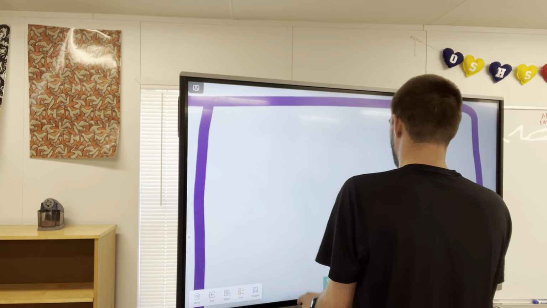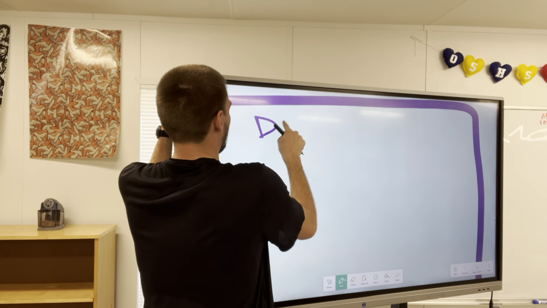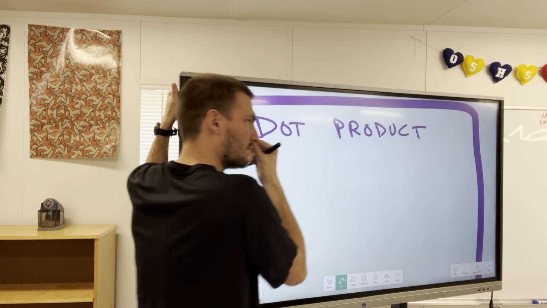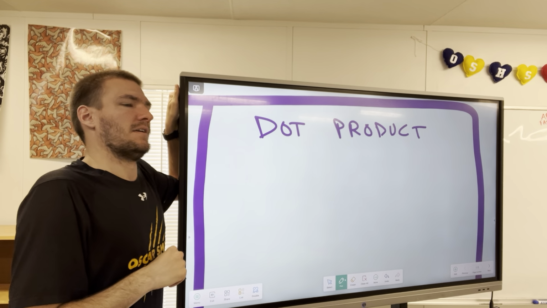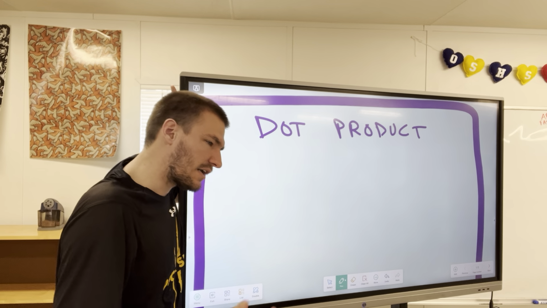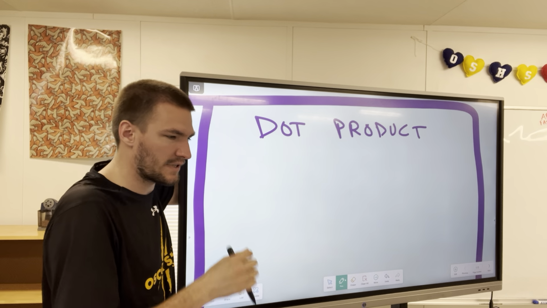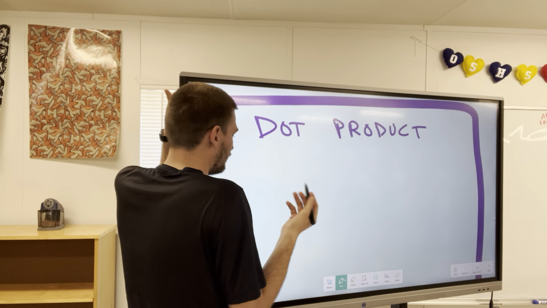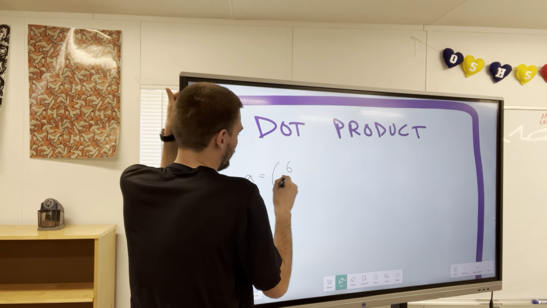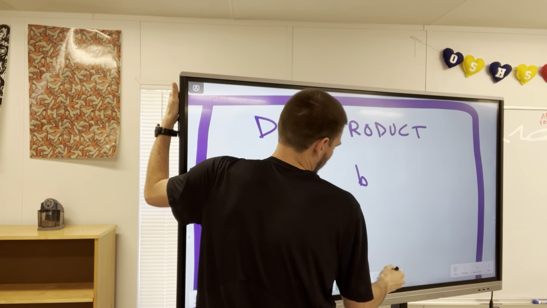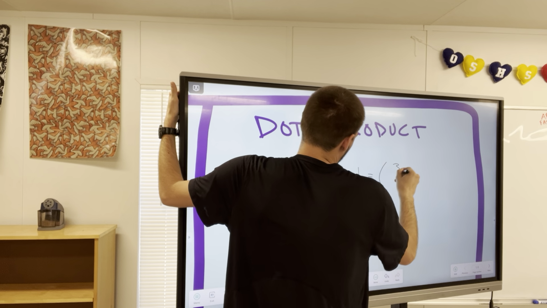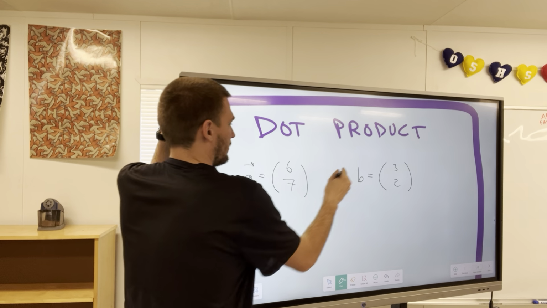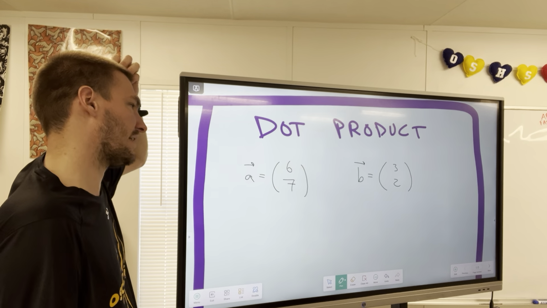We're gonna head over to dot product. Dot product, because they're going to use that little dot in the middle. So if they tell you, let's say that A is equal to 6, 7 and that B is equal to 3, 2, I'll put my little vectors on my A's and B's just to be extra nice about it.